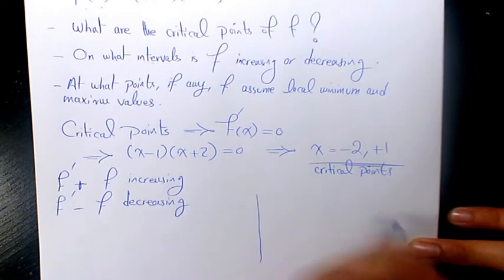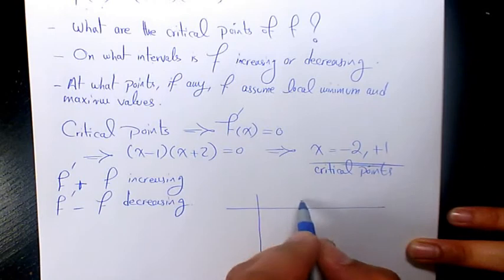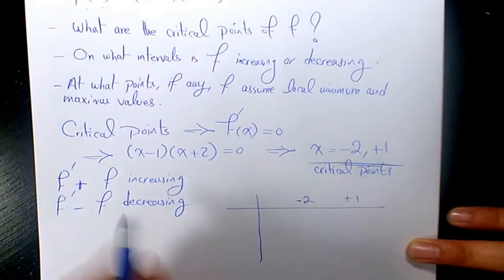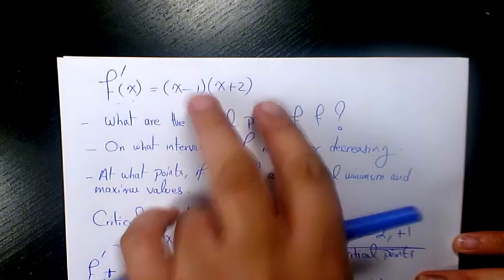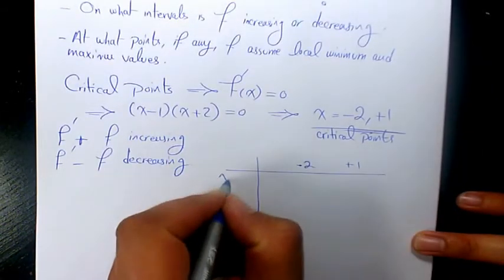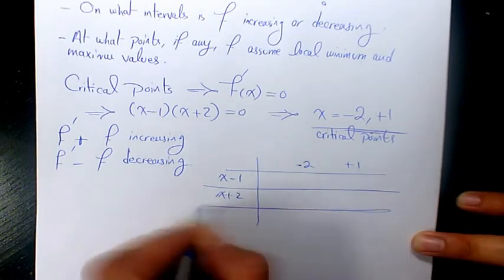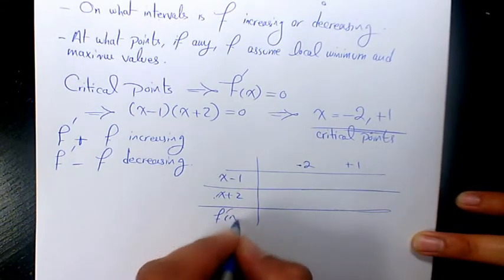We're going to have a chart. Roots are negative 2 and 1. And since we have it in factored form, which is good, x minus 1 times x plus 2, I'm going to write x minus 1, x plus 2. And here I have the multiplication of these two.